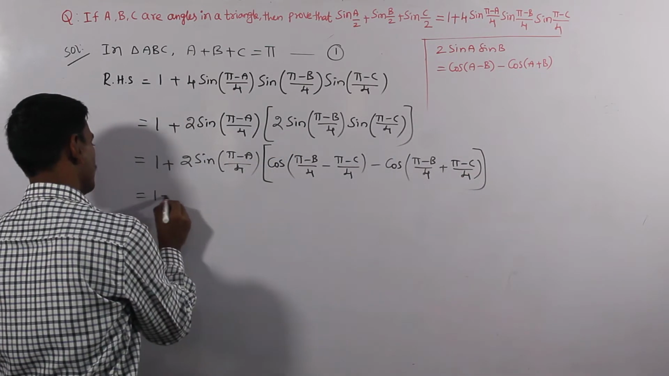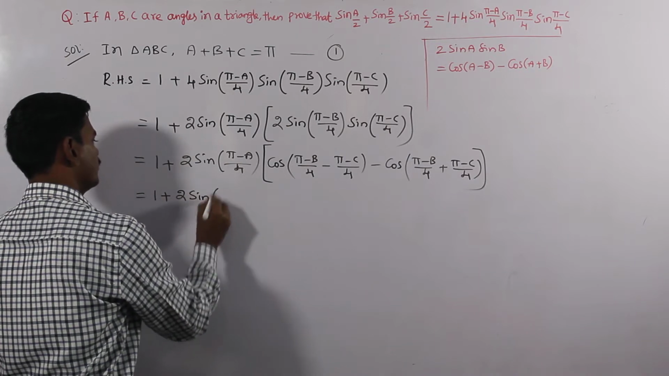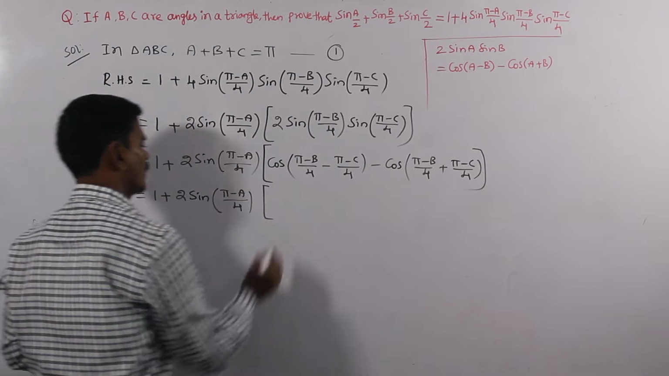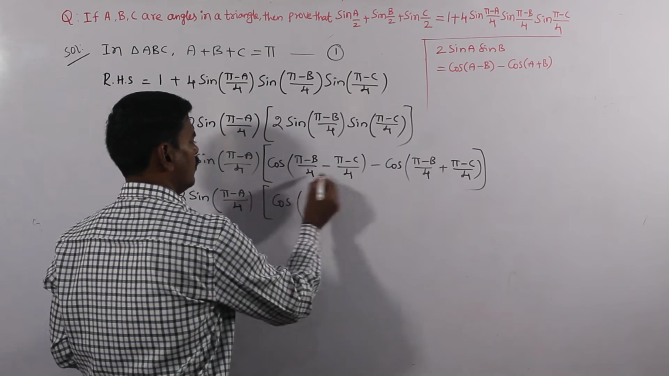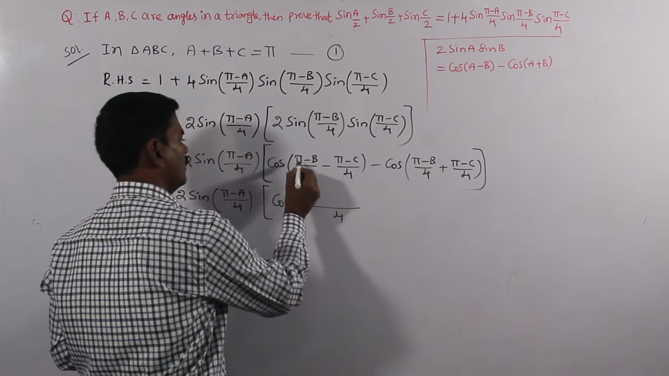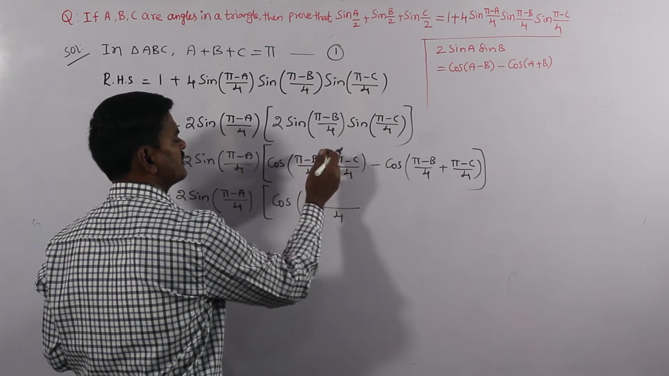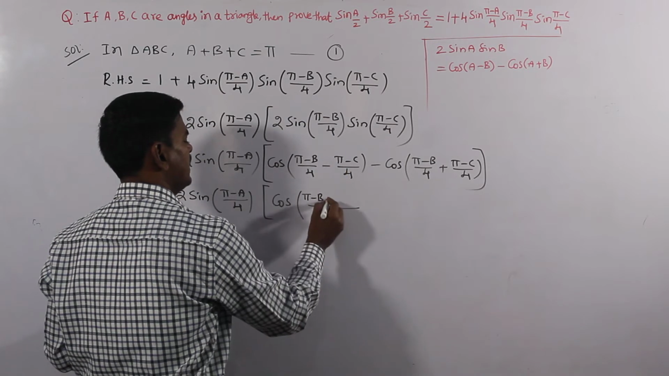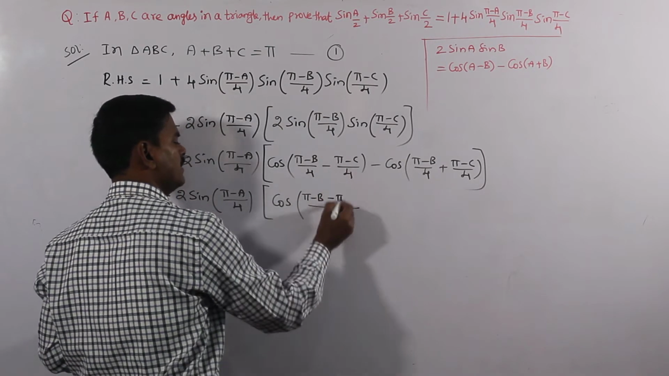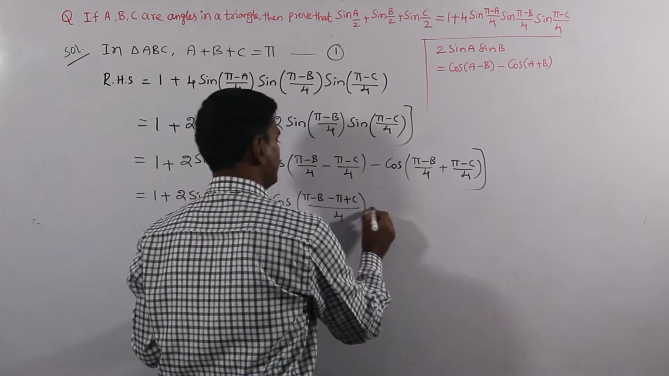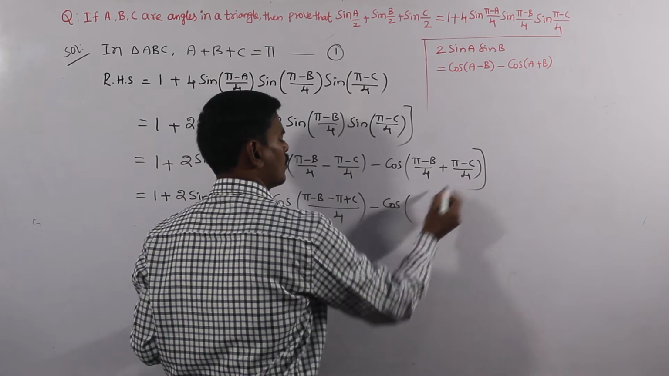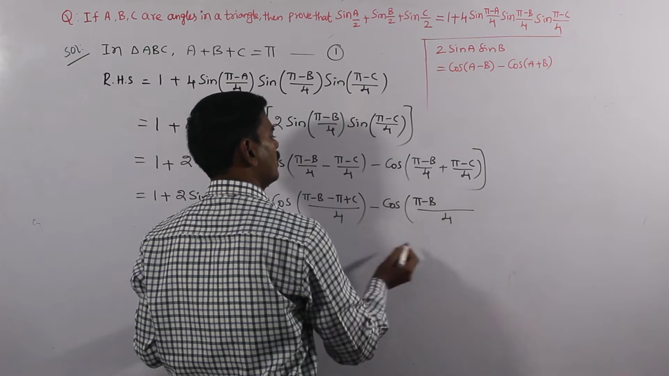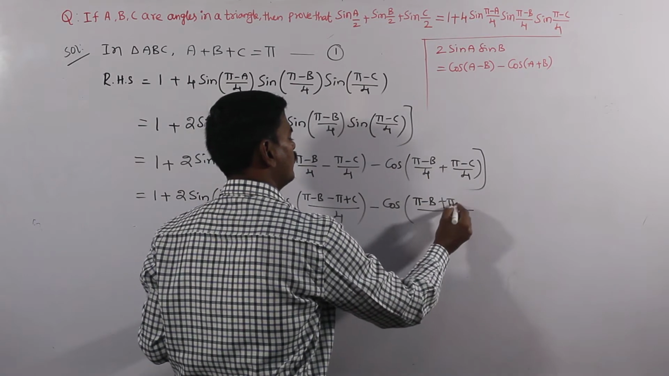Now the simplification part. 1 plus 2 sin of (pi minus A) by 4 into cos of ... LCM is 4. So denominators are same. Numerators can be subtracted directly. Pi minus B minus pi minus into minus C plus C, minus cos of, LCM is 4, (pi minus B) plus (pi minus C).